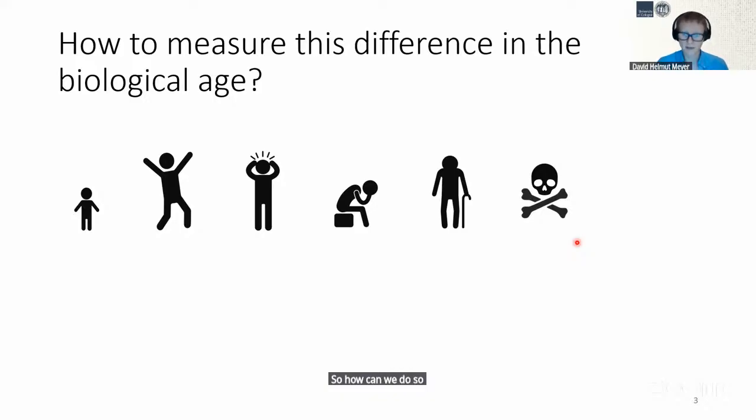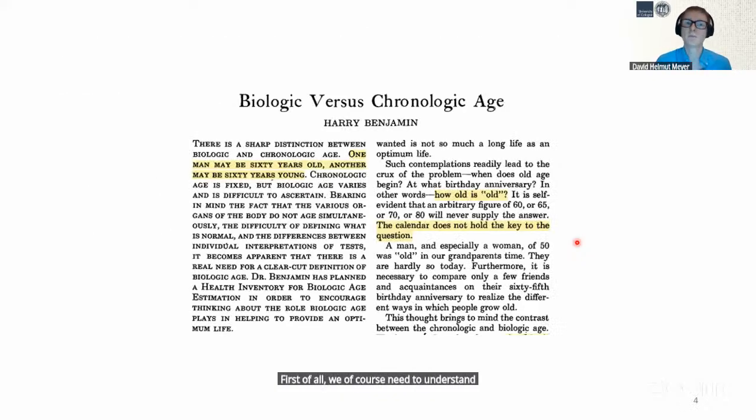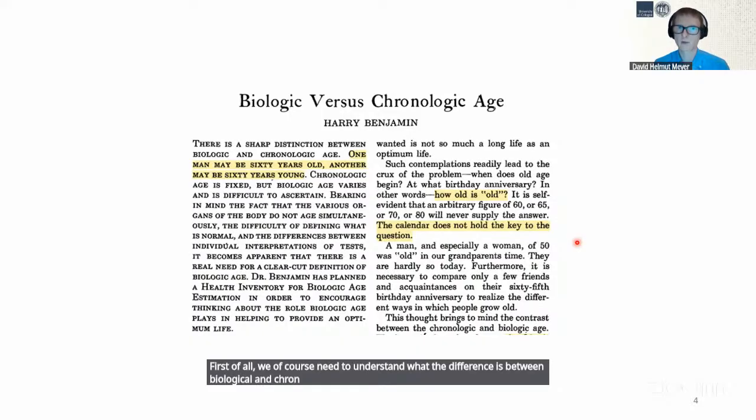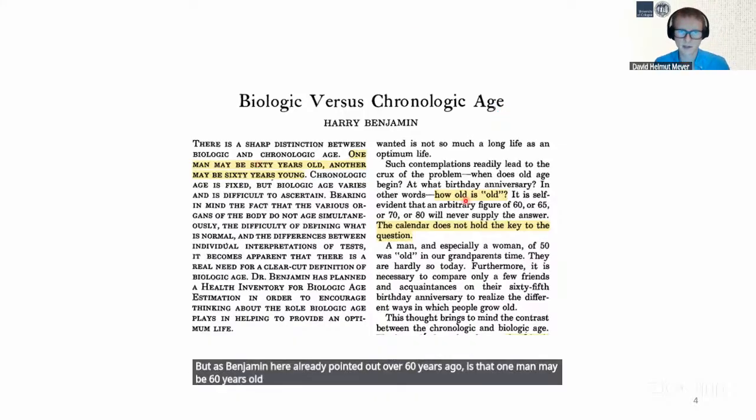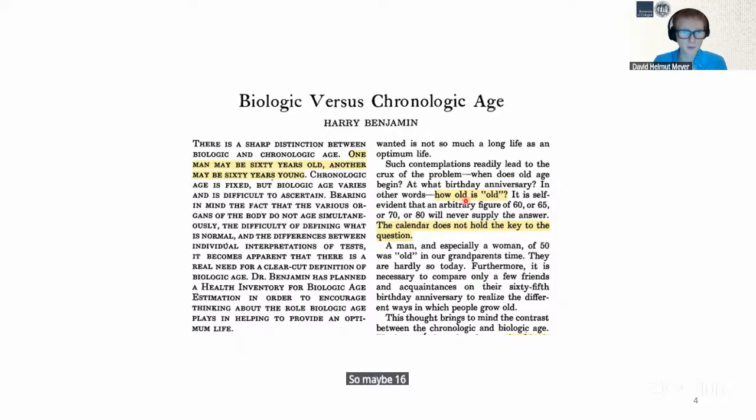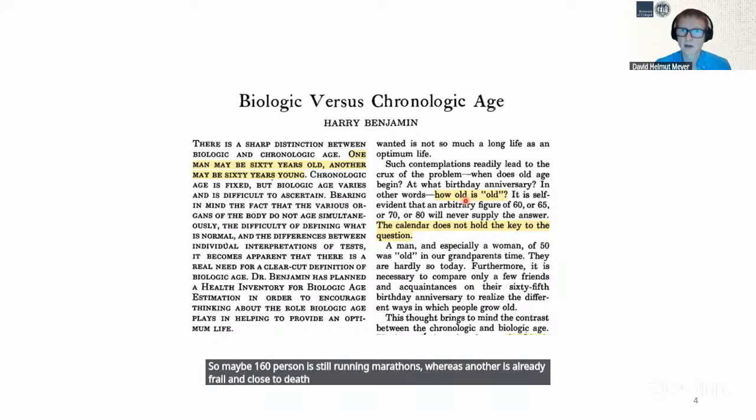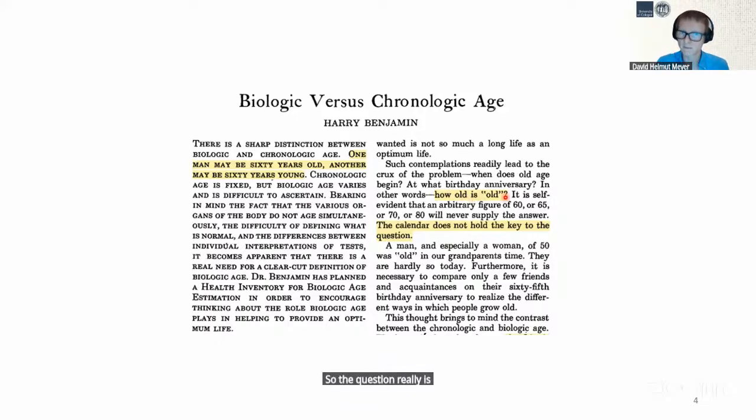First of all, we need to understand what the difference is between biological and chronological age. Chronological age is your calendar year, but as Benjamin here already pointed out over 60 years ago, one man may be 60 years old while another might be 60 years young. Maybe one 60-year-old person is still running marathons, whereas another is already frail and close to death. So the question really is, how old is old? And the calendar does not hold the key to this question.